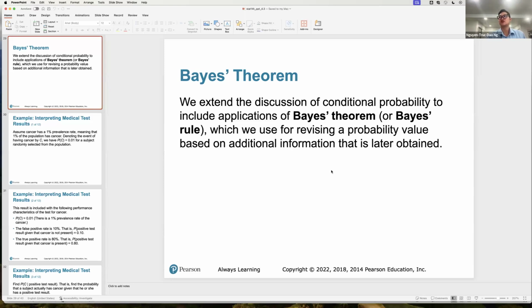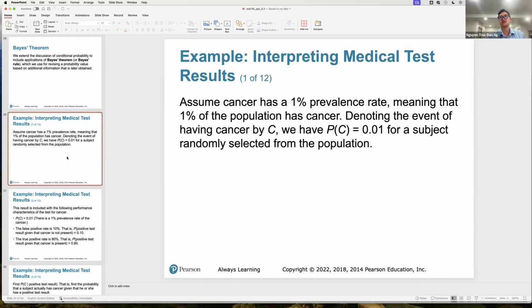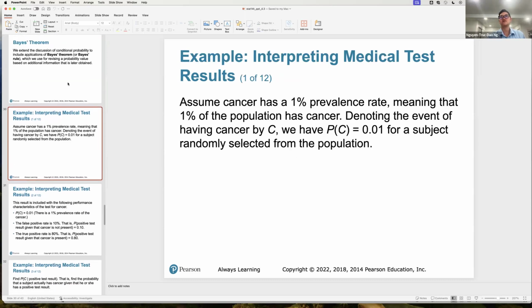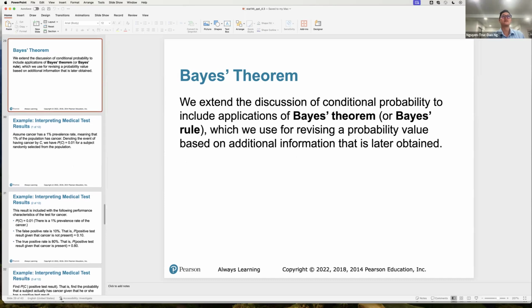We extend the discussion of conditional probability to include applications of Bayes theorem, which we use for revising a probability value based on additional information that is later obtained. I can firstly give you a simple example for Bayes theorem. Suppose there is a disease that affects like 1% of the population. Okay, the disease affects 1% of the population, and the test is 99% accurate.